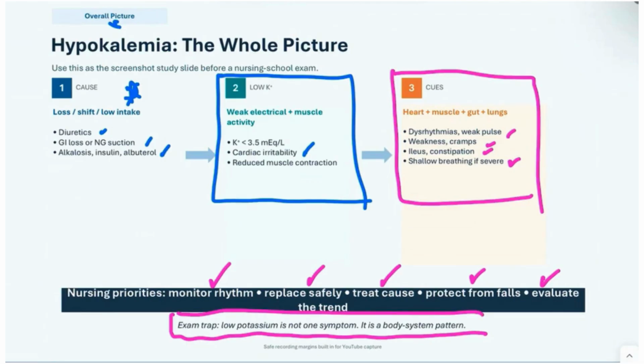Okay? Here's the exam trap. Do not treat hypokalemia just as a low lab value. Low potassium creates a body system pattern. We talked about all the issues that come with it, right? Once you understand the connection between the cause, the low potassium level, the impaired electrical and muscle activity, and the symptoms, hypokalemia becomes much easier to work through on an exam.